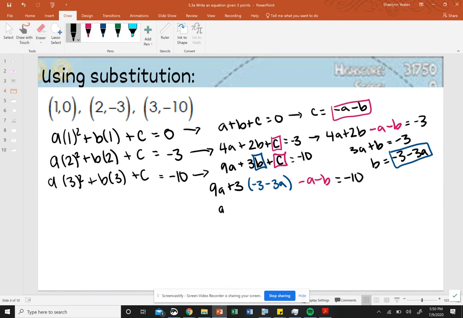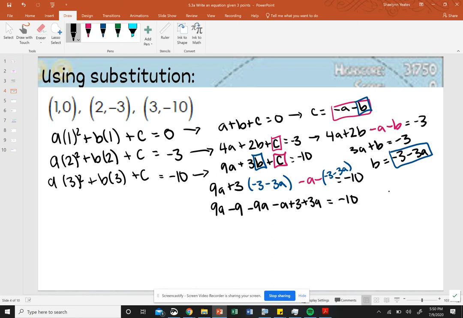So we've got 9a minus 9 minus 9a minus a minus, oh, I forgot to change in something. Instead of b, we need to put our b. So then this would be minus -3 minus 3a. Whew, it was almost disastrous. Okay, so then this would be plus 3 plus 3a equals -10.